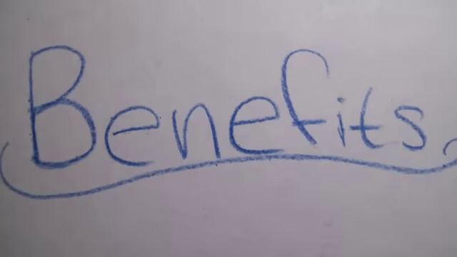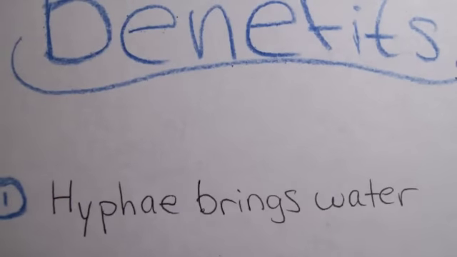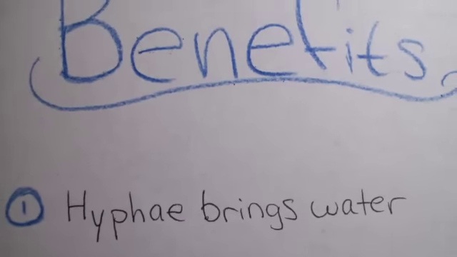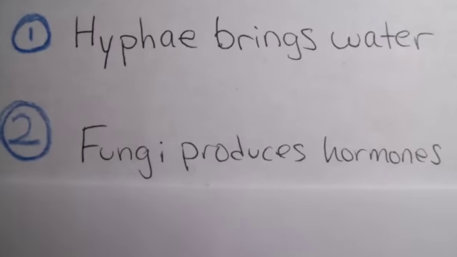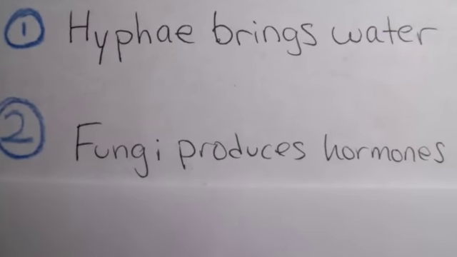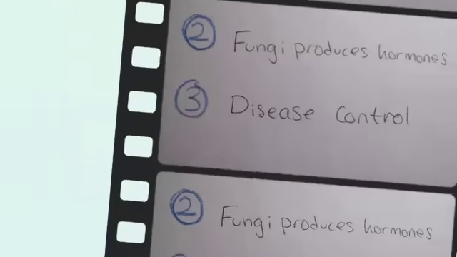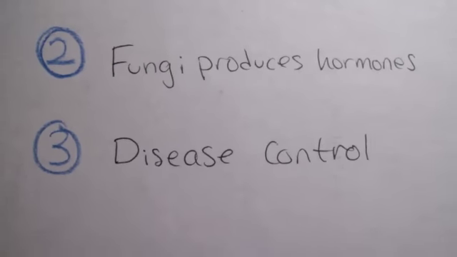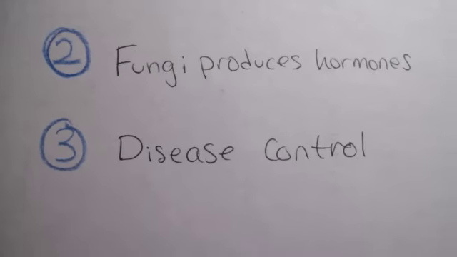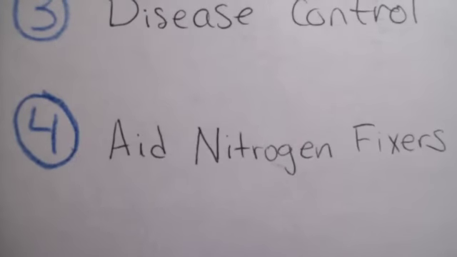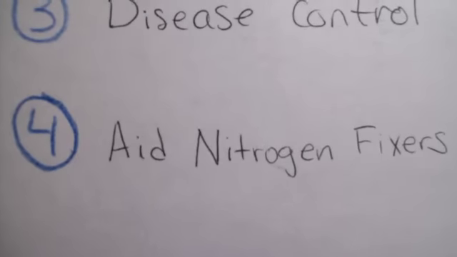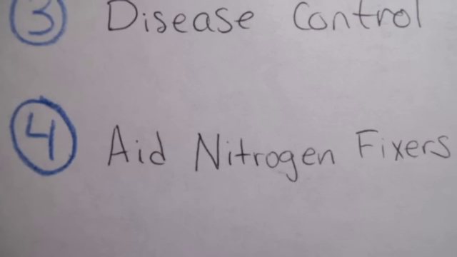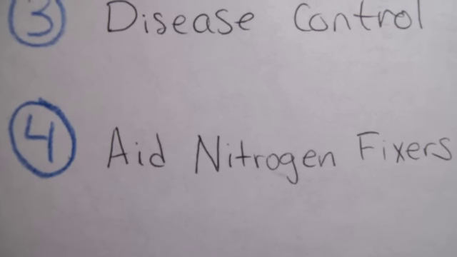So what exactly are the benefits in this relationship? Well, first, as I said before, the hyphae brings the water in where the roots can't reach. Second, the fungus produces hormones to help the plant grow. And third, the fungus controls the rhizosphere, or the clinging soil, and helps determine what kind of bacteria grow there. Fourth, the fungus secretes siderophores, which chelate or break down phosphorus and nitrogen to bioavailable forms, which help the nitrogen-fixing bacteria living within the roots.